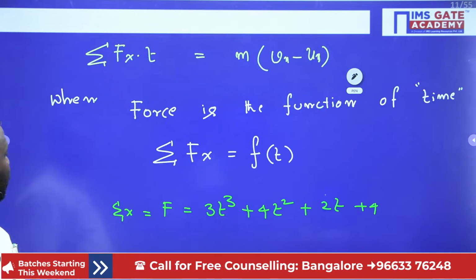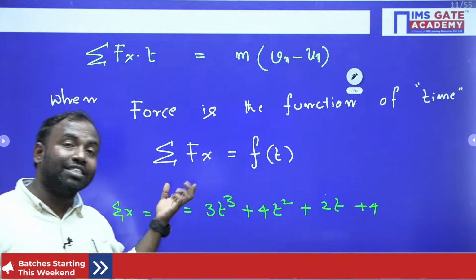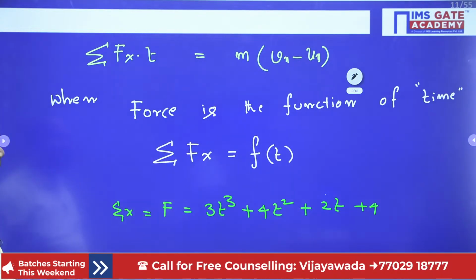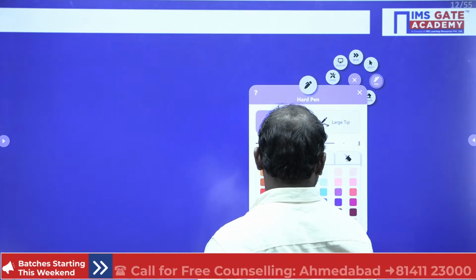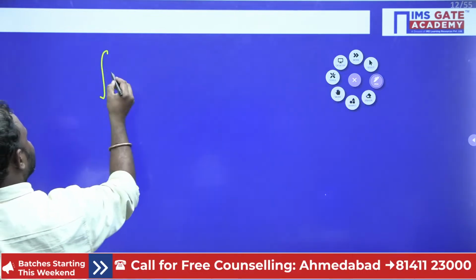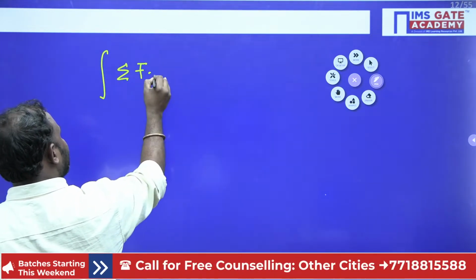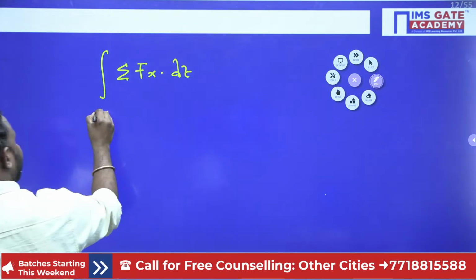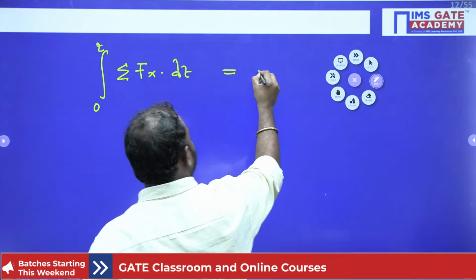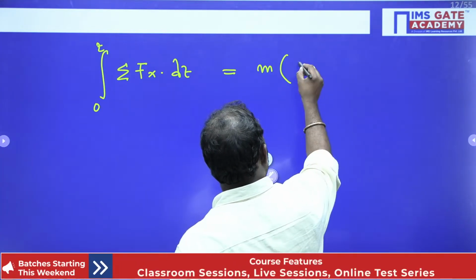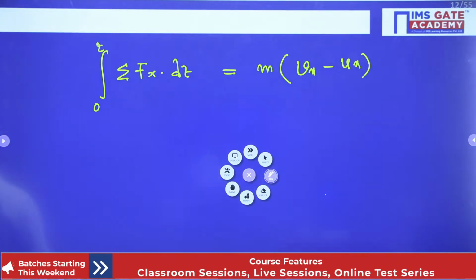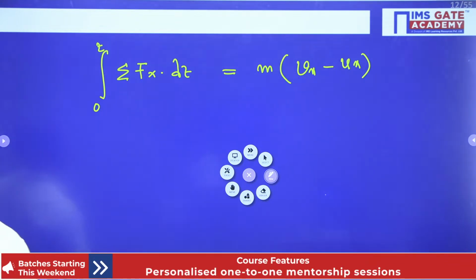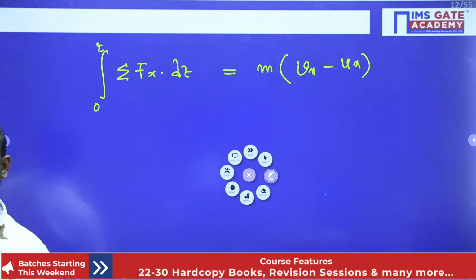Similarly here also, whenever your F is given as a function of time, then you are supposed to write your equation like this. Now it is integral of sigma Fx dt from 0 to t, that is equal to change in momentum, that is Vx minus Ux, right? Like that you are supposed to use it, guys. Hope everybody understands. Yes, guys.